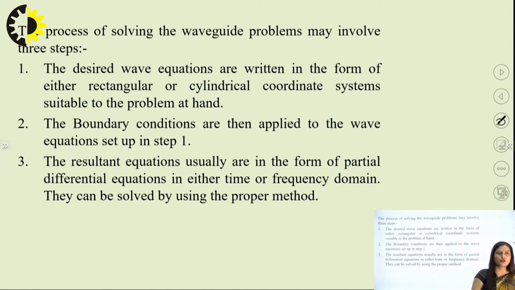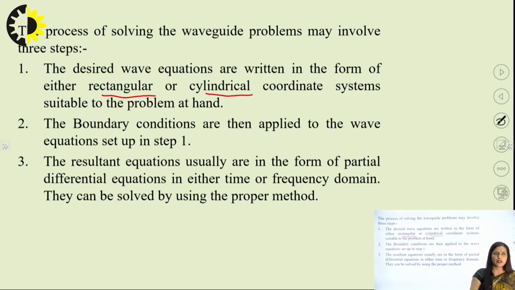If we want to solve Maxwell equations for a waveguide, we require three steps. The first step is that the desired wave equations are written in some coordinate system. If we are dealing with a rectangular waveguide, we write them in rectangular coordinates, and if our waveguide is cylindrical or circular, we use cylindrical coordinates. After that, we apply boundary conditions to our setup.